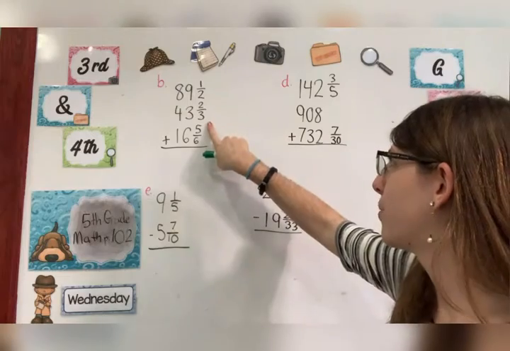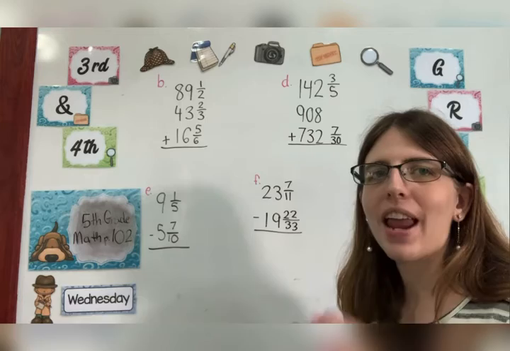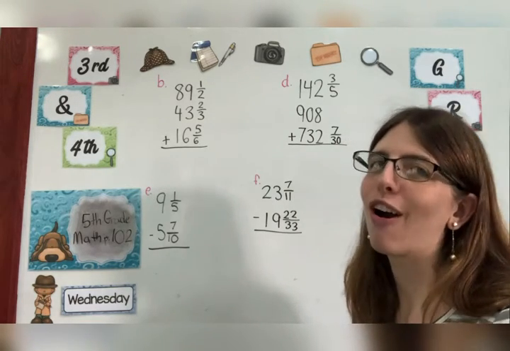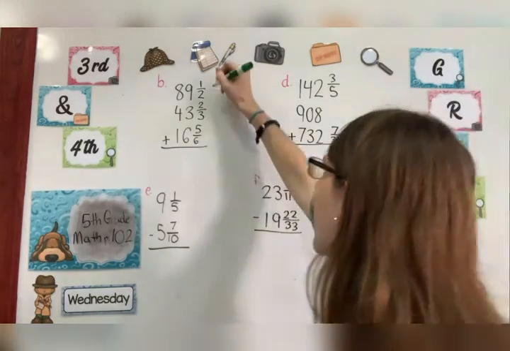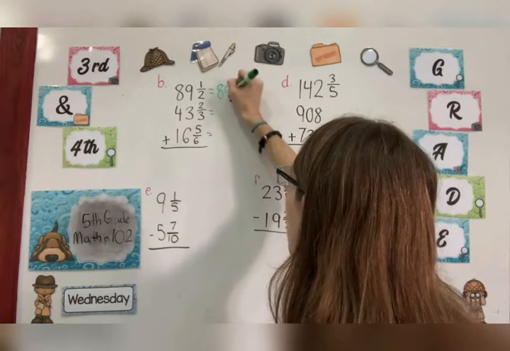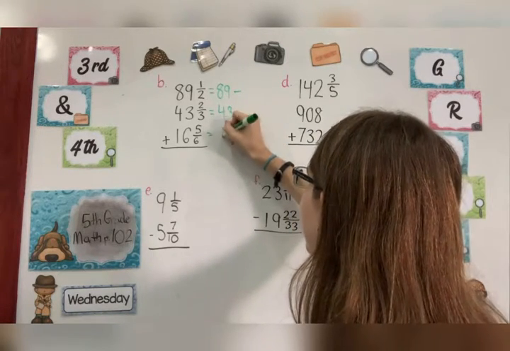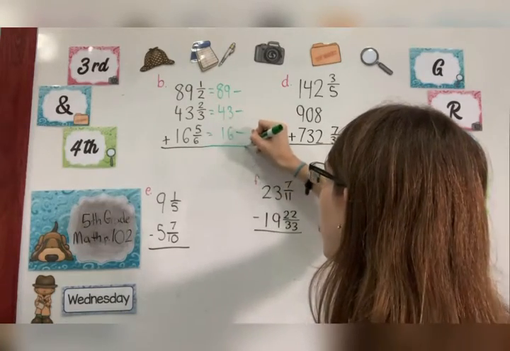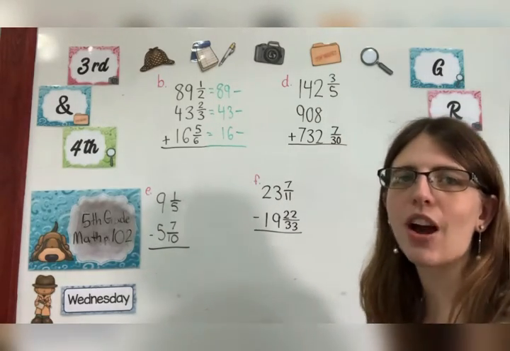89 1/2, 43 2/3, plus 16 5/6. Well, remember, whenever you add or subtract with fractions, you gotta make sure your denominators are indeed the same. So I have 2, 3, and 6. I need to change these so they have a common denominator. What would be the least common denominator of 2, 3, and 6? Well, the easiest way, the fastest way to find it is to look at your largest denominator, which is 6, and check its multiples with each of your other ones.